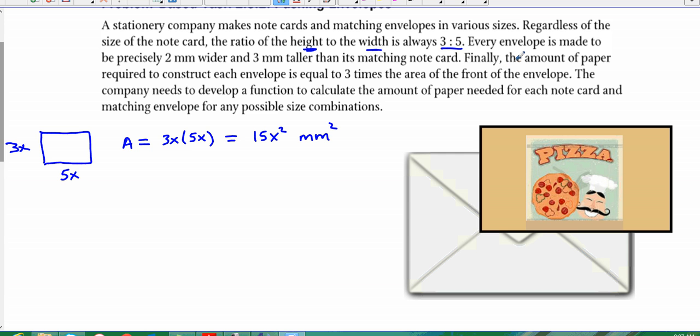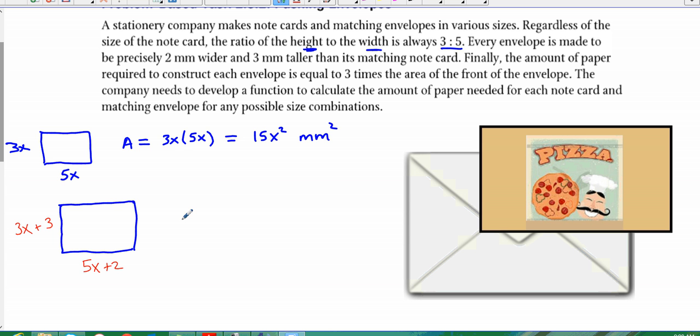Alright, the next part says that every envelope is made to be precisely 2 millimeters wider and 3 millimeters taller than its matching note card. So if we draw another rectangle slightly bigger, we want to match these up appropriately. So we find out that it's precisely 2 millimeters wider, and the width is represented with 5x here. So if it's 2 millimeters wider, it's actually 5x plus 2. It's 3 millimeters taller, and taller is the 3x, so it needs to be 3x plus 3. The plus 3 and the plus 2 have to go with those expressions.